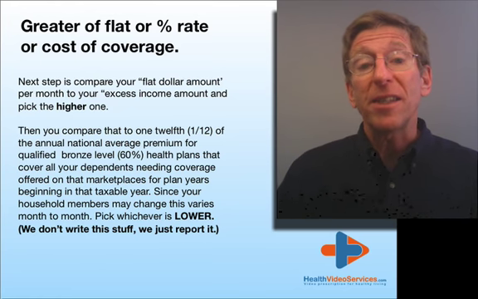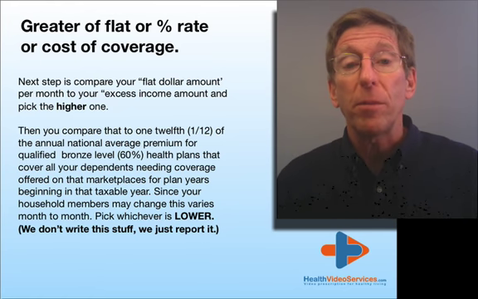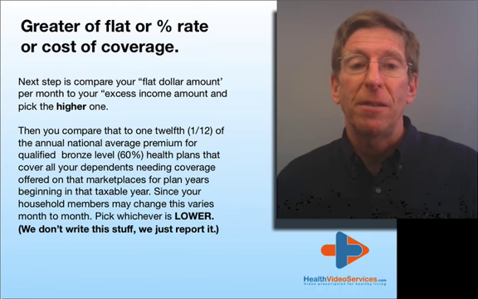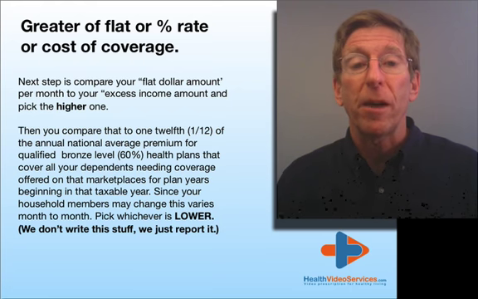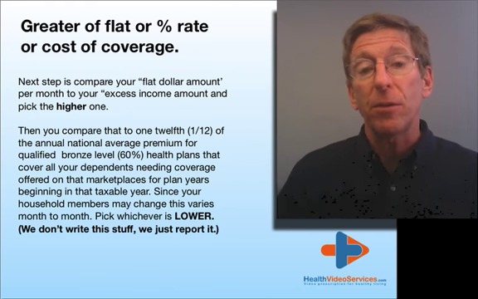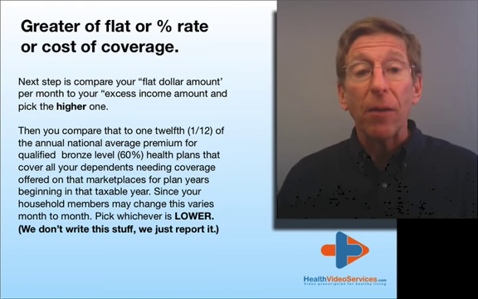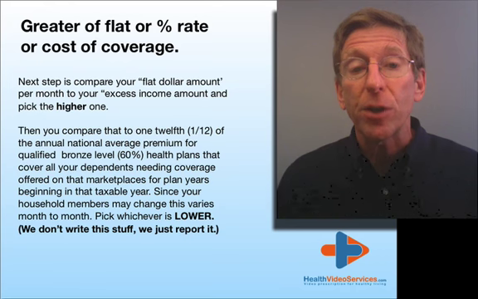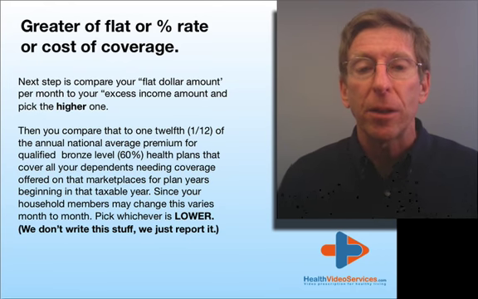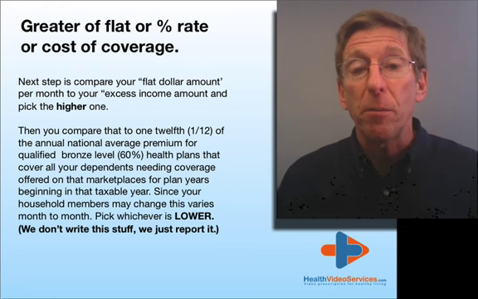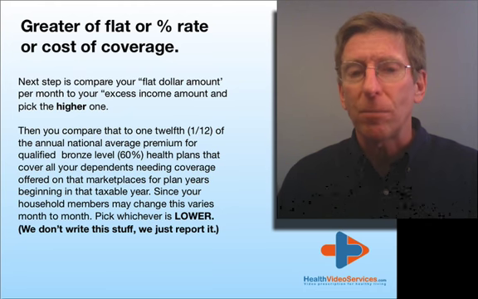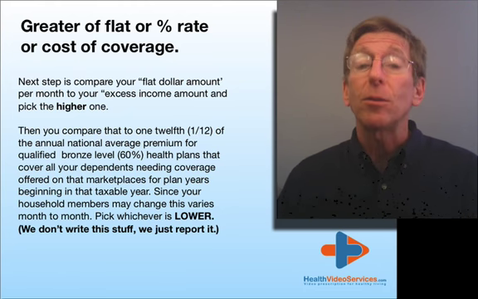Next step is to compare your flat dollar amount per month to your excess income amount and pick the higher one. Then you compare that to 1/12 of the annual national average premium for qualified bronze level 60% health plans that cover all your dependents needing coverage offered on the marketplace for plan years beginning in that taxable year. Since your household members may change, this varies month to month. Pick whichever is lower. We don't write the stuff, we just report it.